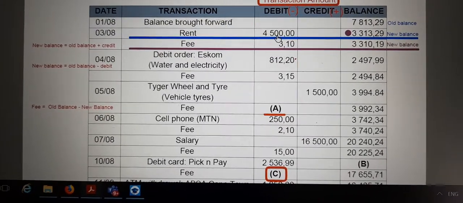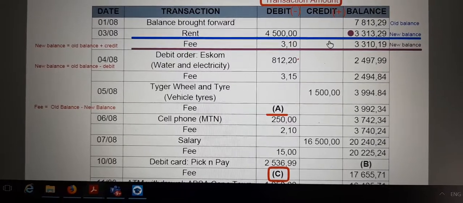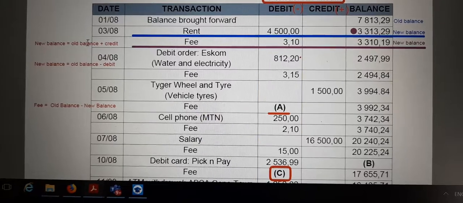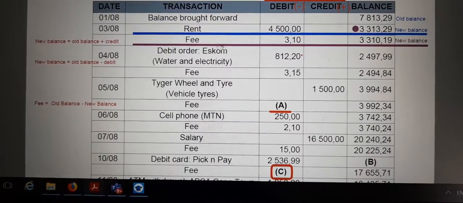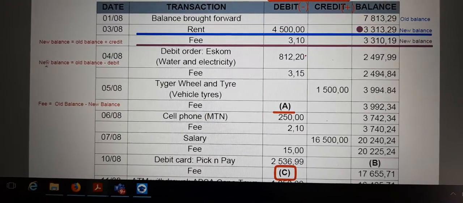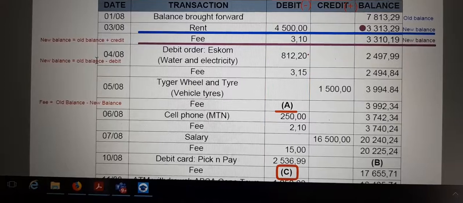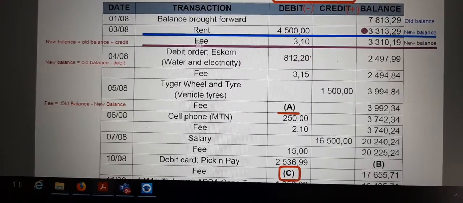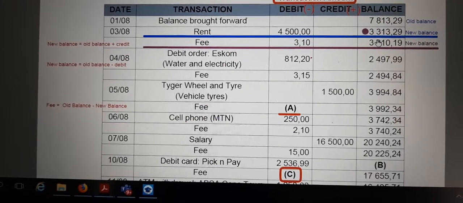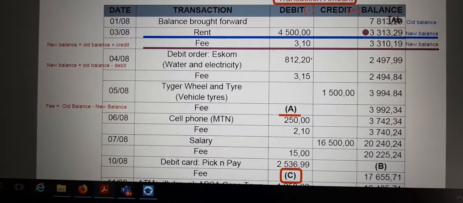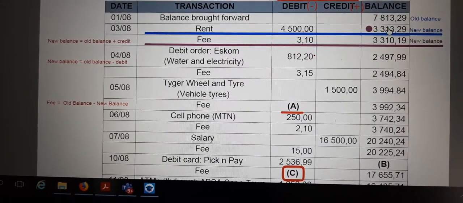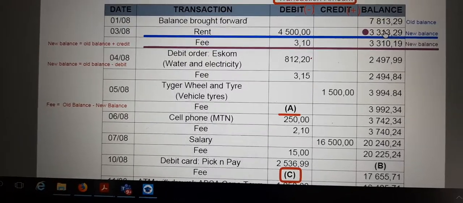Because it's on the debit, I will subtract it. So the formula to get the new balance would be new balance is equal to old balance plus credit. But in this case, we don't have credit, we have debit. So we will use this formula: new balance is equal to old balance minus debit. So for me to get this new balance, I must say new balance is equal to the old balance, which is 7,800, minus 4,500. And I will get this amount.